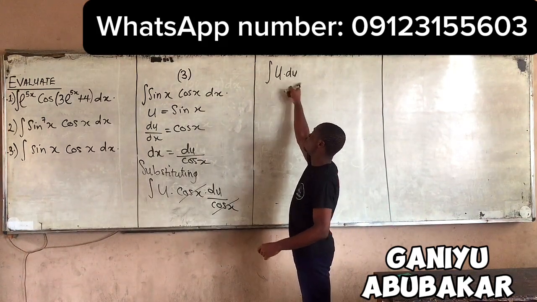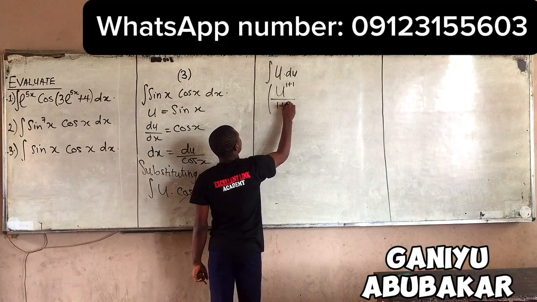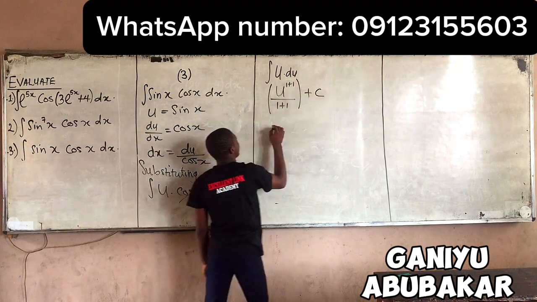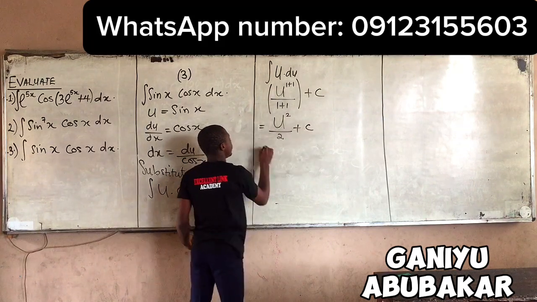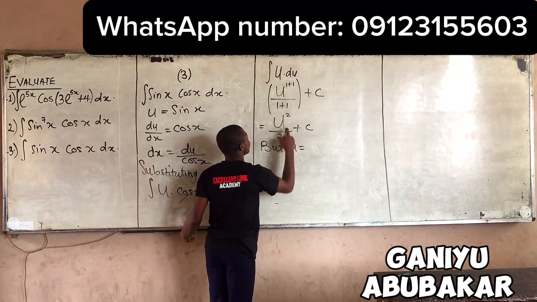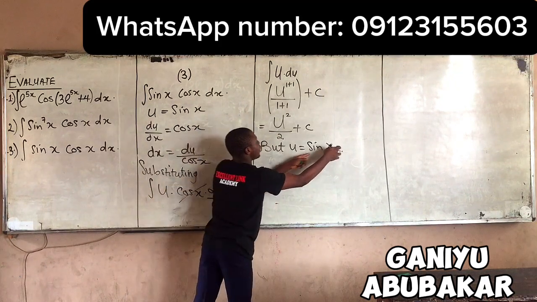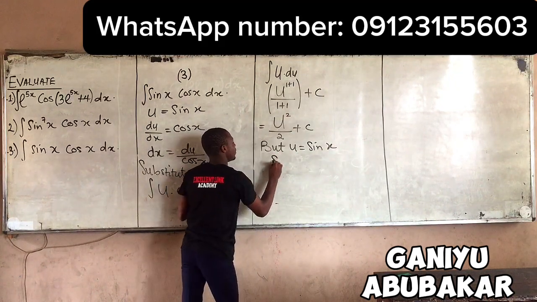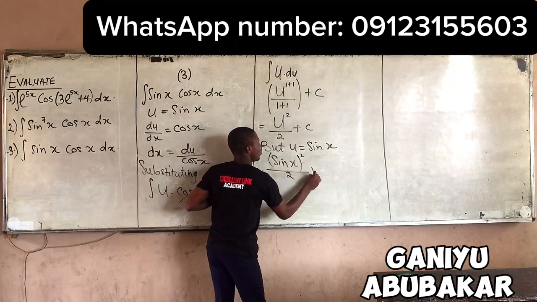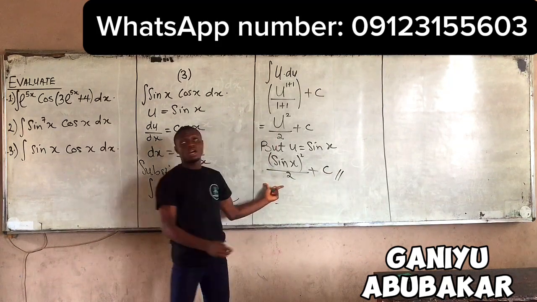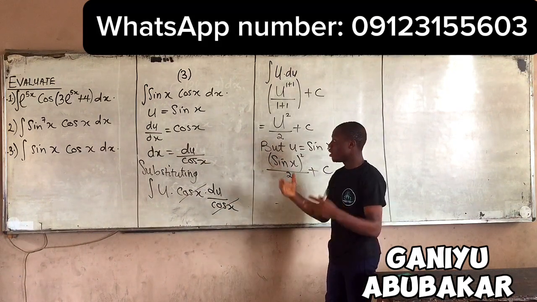So if I integrate u du, I'll have u to the power 1 plus 1 all over 1 plus 1, next up, plus c. My final answer becomes u to the power 2 all over 2 plus c. But we said u. What was u? u was sin x. So if I put in sin x here, I'll have sin x to the power 2 all over 2 plus c. So this is how to solve question 3 with the concept of substitution under integration.